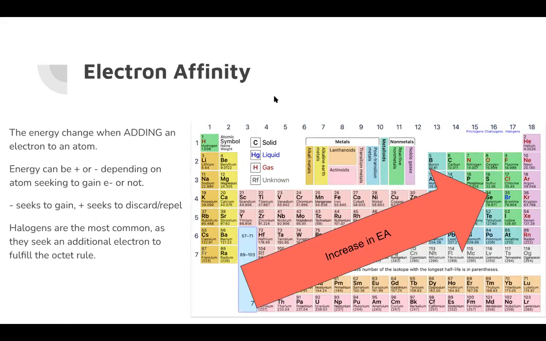Next up is the electron affinity. This is the energy change when adding an electron to an atom. The energy can be positive or negative depending on if the atom is seeking to gain an electron or not. If it's negative, that means it is seeking to gain an electron. If it is positive, it is seeking to discard or repel an electron. Halogens are the most common as they seek to gain an additional electron to fulfill the octet rule, so they're going to have the greatest negative value.